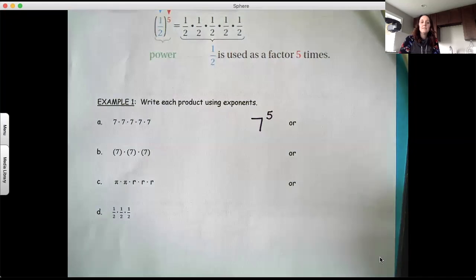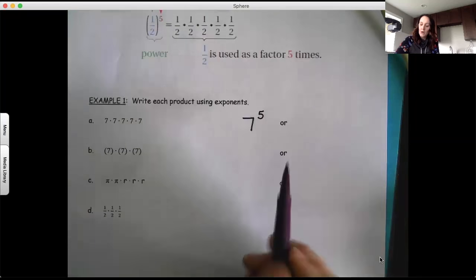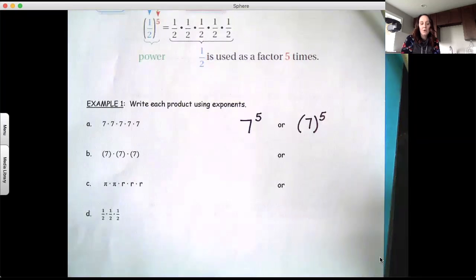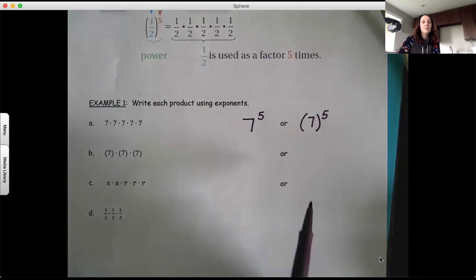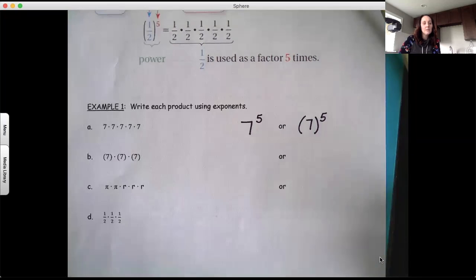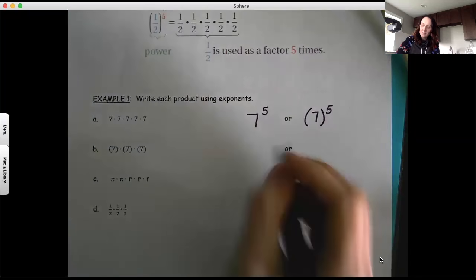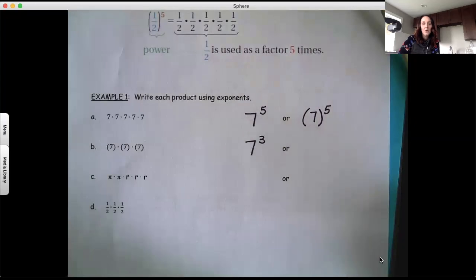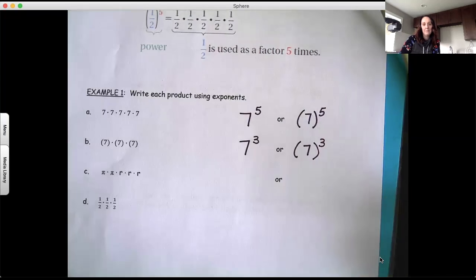So you can write this 7 times 7 times 7 times 7 times 7 as 7 to the 5th power, or you can write it as parentheses 7 to the 5th power. We're going to talk about the importance of parentheses in a little bit once we get into example 2. To start though, you can write it in either this form or this form. Let's go to part B. Notice 7 is being repeated, so 7 is going to be our base, and it's being repeated 3 times. So it's being multiplied by itself 3 times, so 3 is our exponent. We can write it like this, or we can write it as parentheses 7 to the 3rd power.